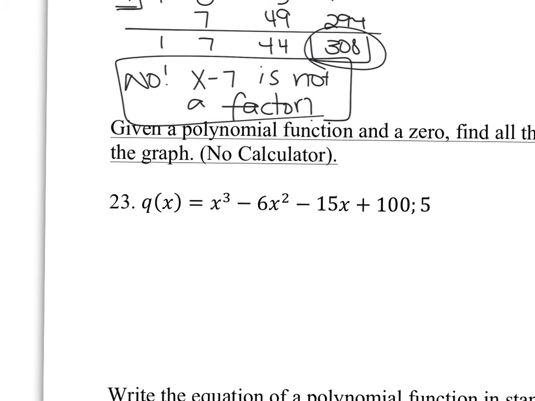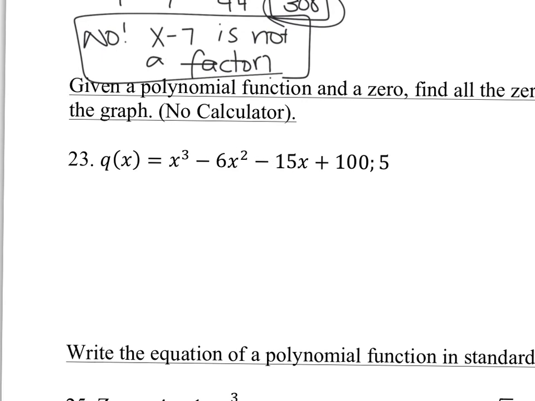Let's go ahead and try the next one. Given the polynomial function, find all the zeros. Determine the end behavior, multiplicity, and sketch the graph. So it has a zero of 5, so I'm going to write 5, and then degree of 3 is 1, coefficient of degree of 2 is negative 6, degree of 1 is negative 15, and degree of 0 is 100. Bring down the 1.